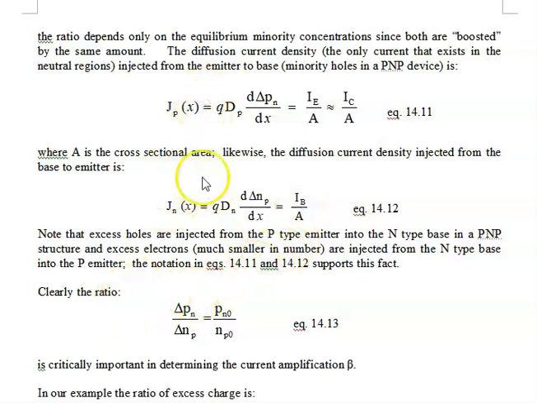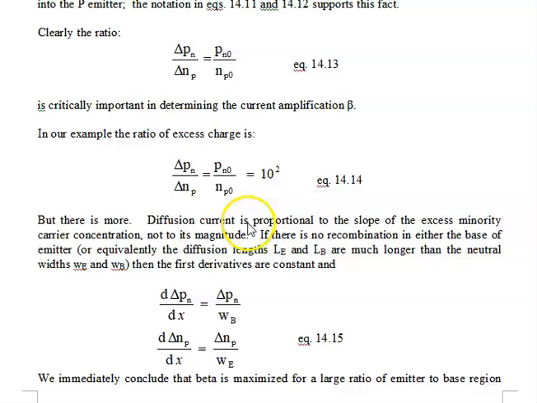We take the ratios of these two quantities, and we find immediately that the ratio is equal to the ratio of the equilibrium concentrations, and if the Pn is 100 times the Np, then the current densities also are in the ratio of 100, and that is about as good as we can get. Okay.